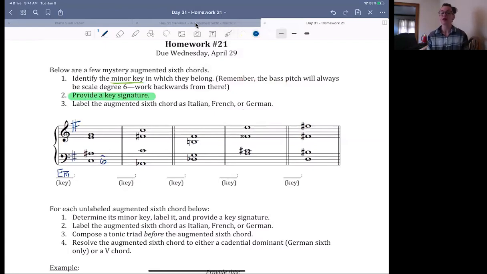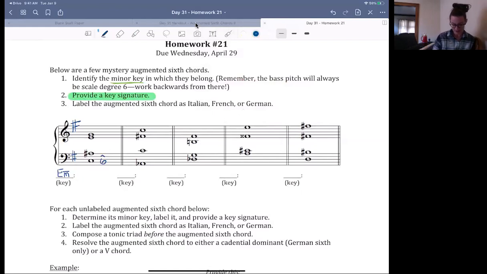Okay, now let's figure out what augmented sixth chord this is. Tons of ways to go about it. My preferred way is to play it if you can. So if you have access to a keyboard, play it and see who it sounds like. So you can do that. Or you can just go by scale degrees, which is also totally fine. Ideally, they'll give you the same answer.